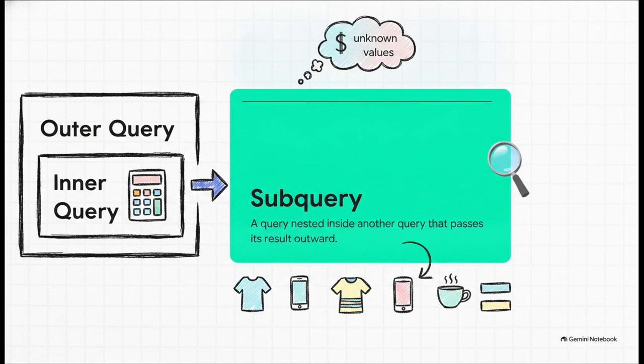For example, what if you want to find all products priced above the overall company average? Well, you don't know what that average is yet, right? So you write an inner query to calculate it. That inner query does the heavy lifting first, finishes its job, and passes its single result outward to the main query, which then uses it to filter the final list. It's like a query within a query.